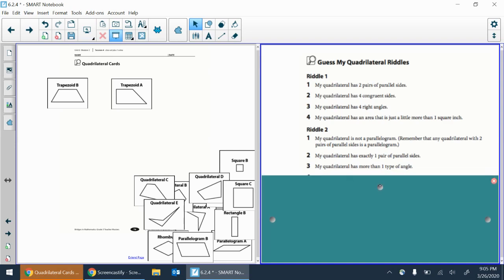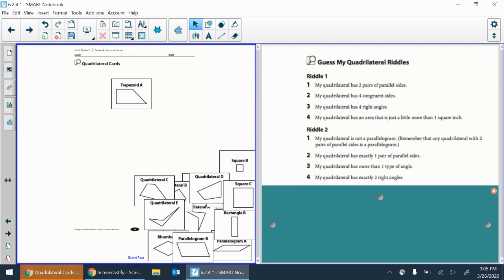Are we ready for the big reveal? Let's see if the one you got matches what I got. My quadrilateral has exactly 2 right angles. Does trapezoid B have 2 right angles? It does not. So trapezoid A is the shape I was thinking of. Hopefully that's what you ended up with when you sorted your shapes the first time around.